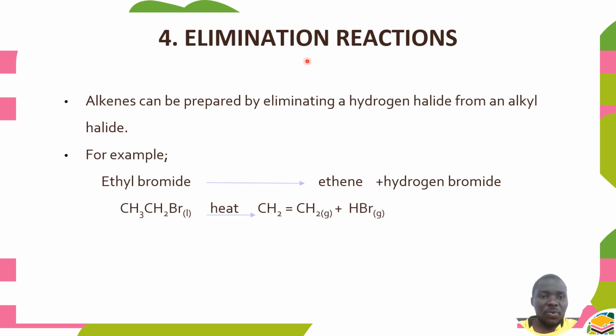Elimination reactions. You can also prepare an alkene using elimination reactions. An alkene can be prepared by eliminating a hydrogen halide from an alkyl halide. For example, if you have ethyl bromide, we can remove hydrogen bromide and form ethene as well. So we have an alkyl bromide, we are removing HBr to produce ethene, and here we're going to remain with hydrogen bromide.